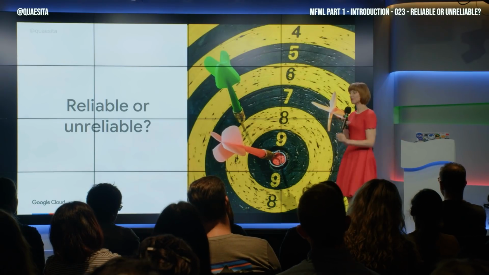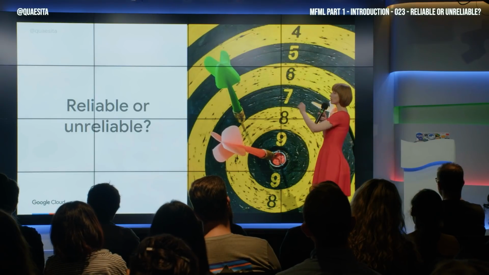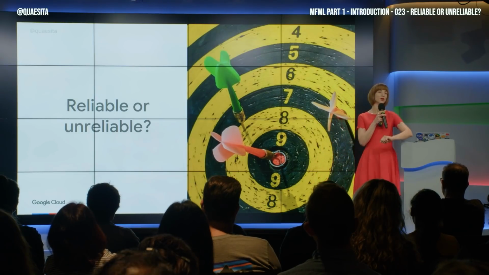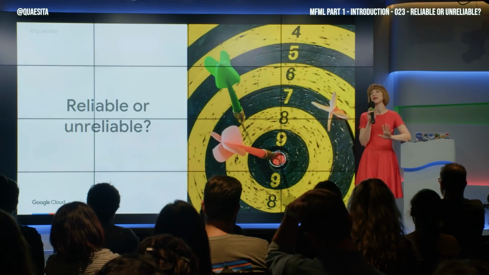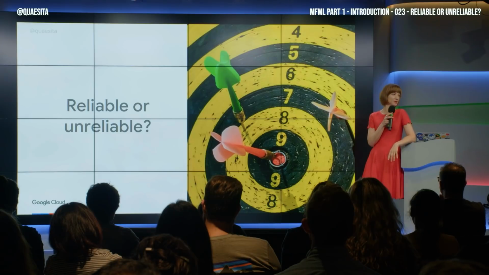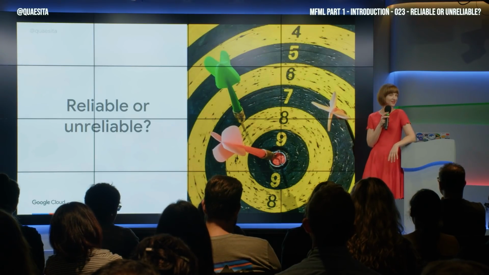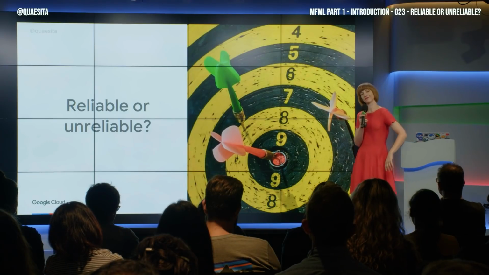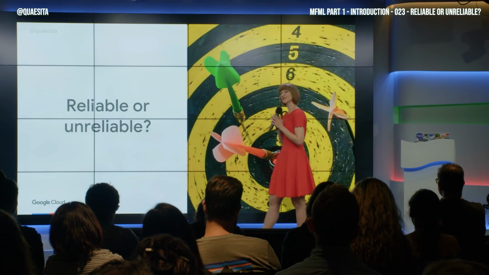I want to ask you a question about workers. Which one do you prefer? A reliable worker or an unreliable worker? Which one is better? Reliable. Yeah? Any dissenters? Because I would say it depends. It depends on the quality of the decision maker.